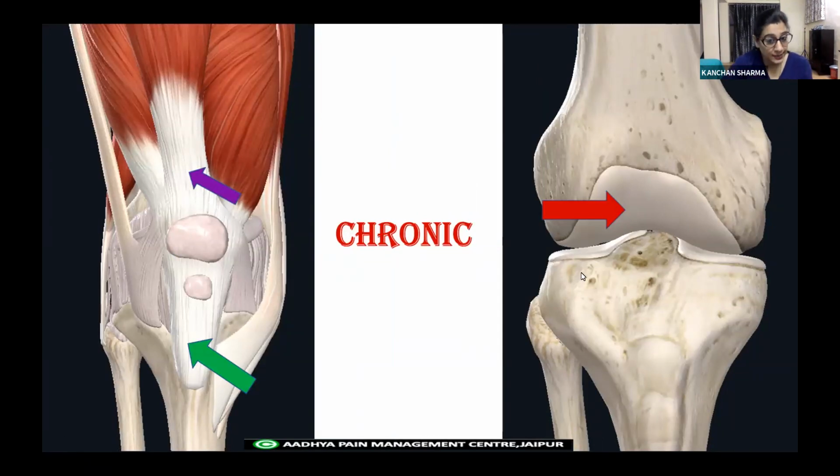So chronic, yes, you can have the arthropathy, you can have the degenerative and the inflammatory, which I have already discussed. You can have the tendinopathy of your quadriceps, and you can have the tendinopathy of the patellar tendon. You can have the bursal enlargement, the iliotibial band syndrome. So all these patients you will be seeing in your day-to-day practice if you are having a pain OPD.